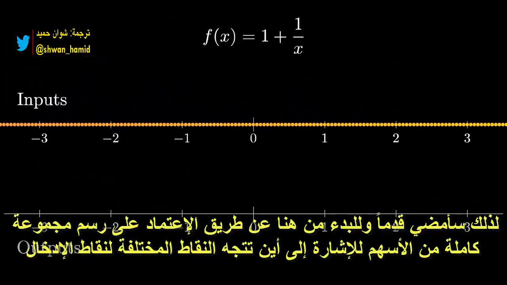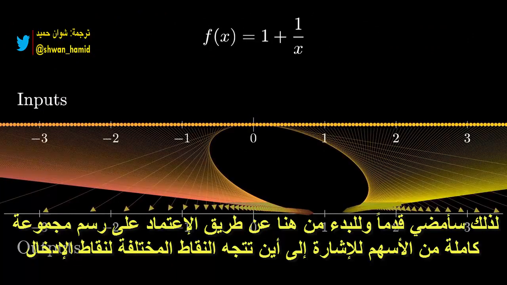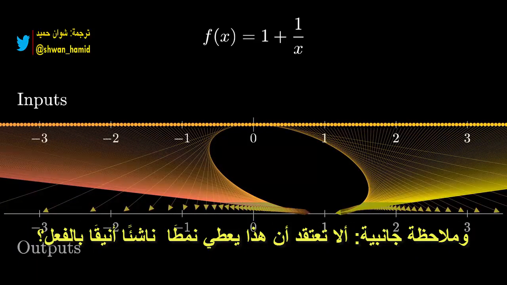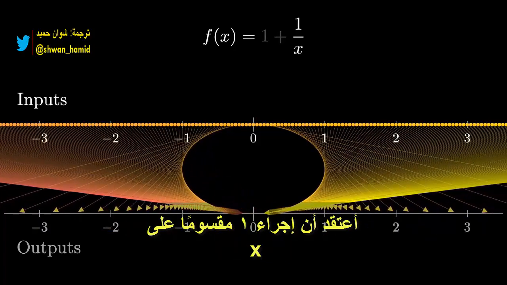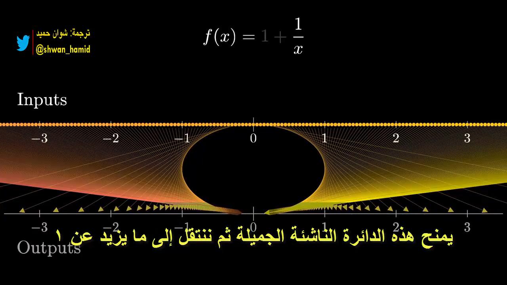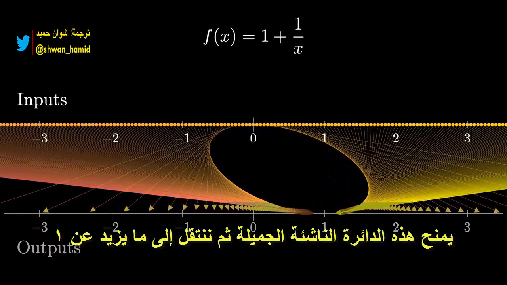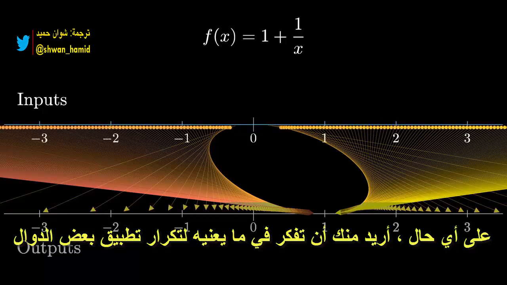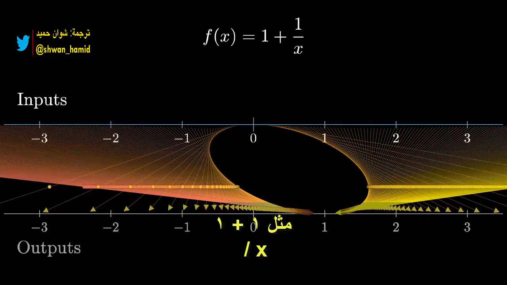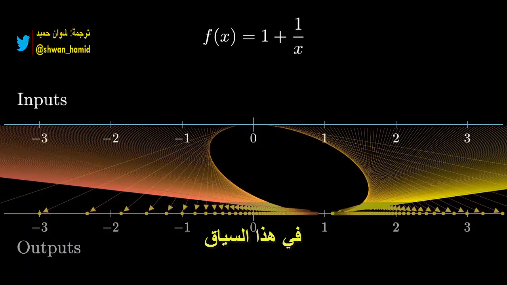So I'm going to go ahead and start here by drawing a whole bunch of arrows to indicate where the various sampled input points will go. And side note, don't you think this gives a really neat emergent pattern? I wasn't expecting this, but it was cool to see it pop up when animating. I guess the action of 1 divided by x gives this nice emergent circle, and then we're just shifting things over by 1. Anyway, I want you to think about what it means to repeatedly apply some function, like 1 plus 1 over x, in this context.